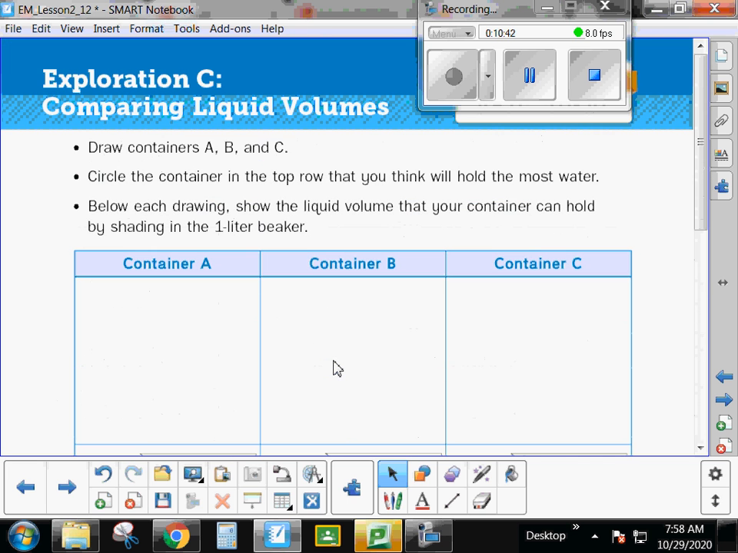Okay, boys and girls, that is it for this math message 2-12. You're exploring fractions, area, and volume.